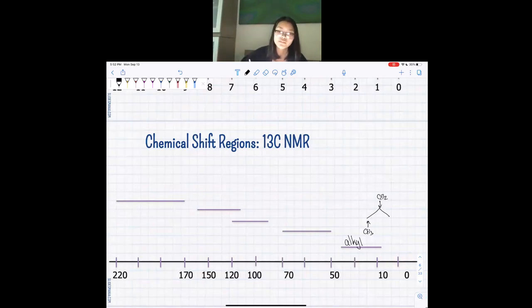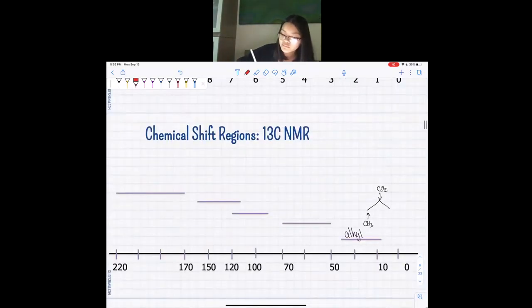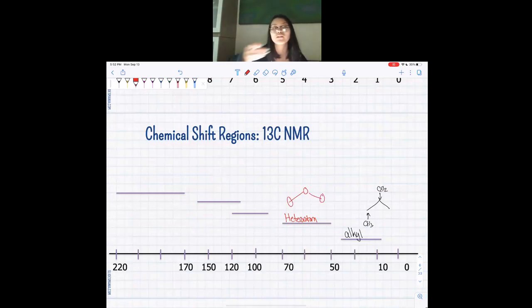Then comes the next group, which we did on the previous page. This is our heteroatom. These would be the carbons that are directly bonded to the heteroatom. Let's keep going. That region is from 50 to 75, as you can see here.